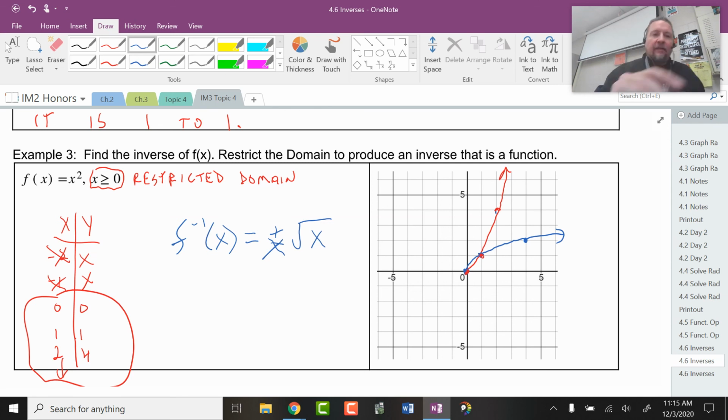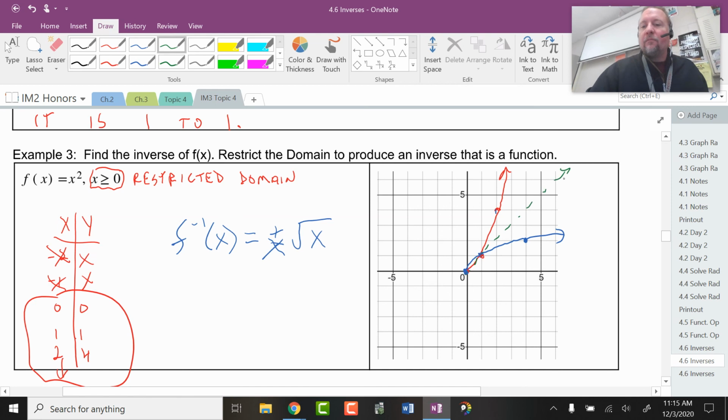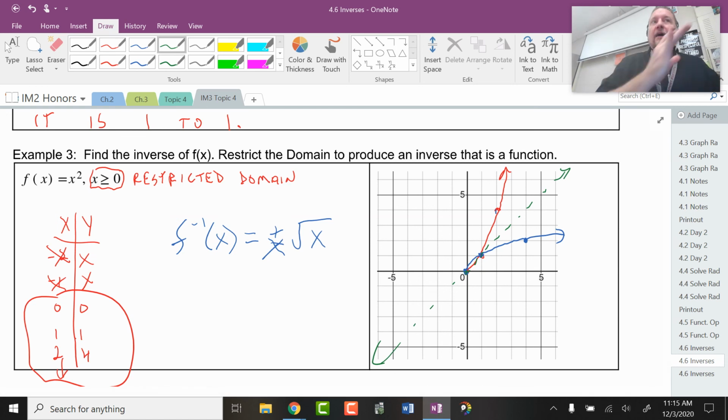All right. Still have that y equals x component of reflection. There is no part down here, but I'll continue the y equals x line down there. So the idea of restricting the domain, so you have a one-to-one function, so the inverse is a function, is the idea that we just demonstrated right there in a real short fashion.